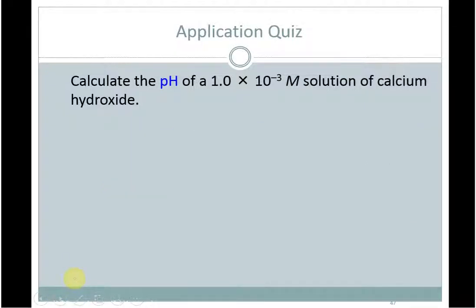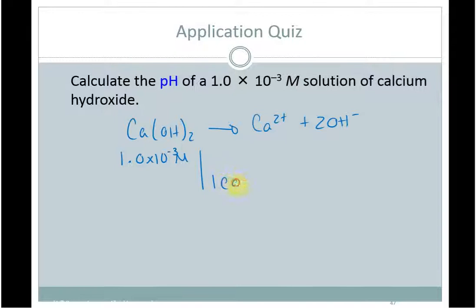Do the same thing for calcium hydroxide. I'd prefer it if you would pause and try this on your own, and then we can do it together. Calcium hydroxide will actually ionize to give a calcium 2+ and 2 hydroxide ions. This is a 1.0 times 10 to the minus 3 molar solution. We know every time we have 1 calcium hydroxide, we have 2 hydroxides. That means we have 2.0 times 10 to the minus 3 molar OH negative.